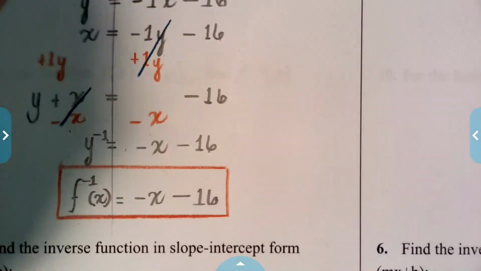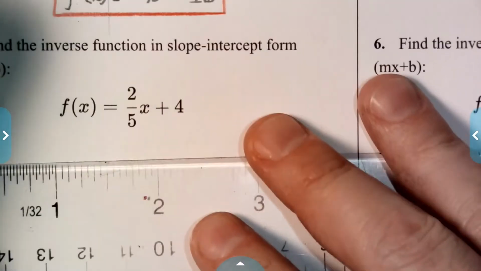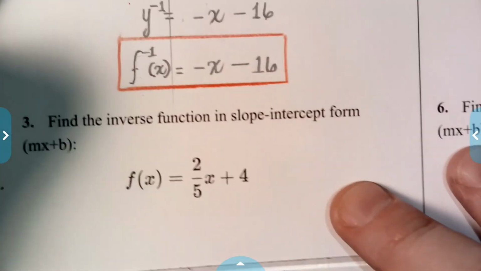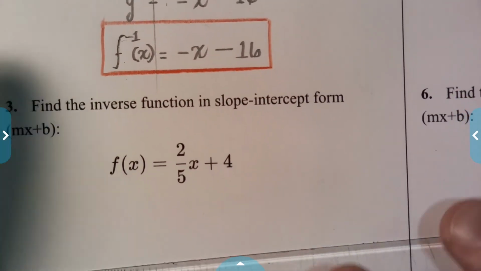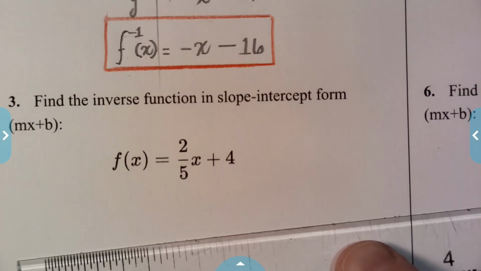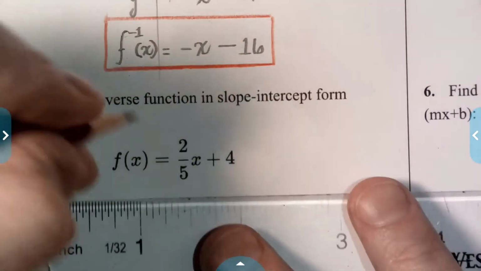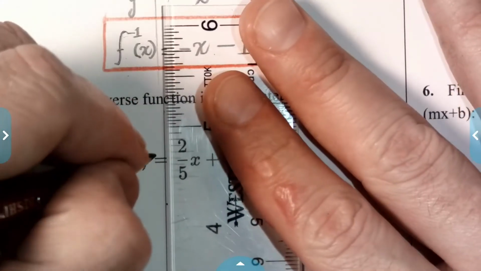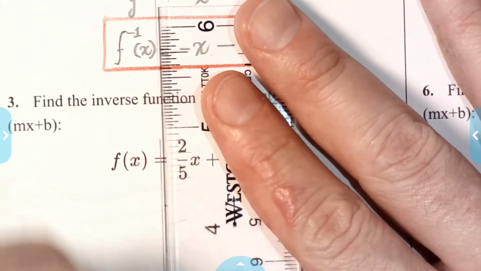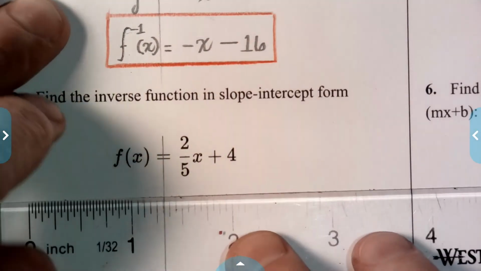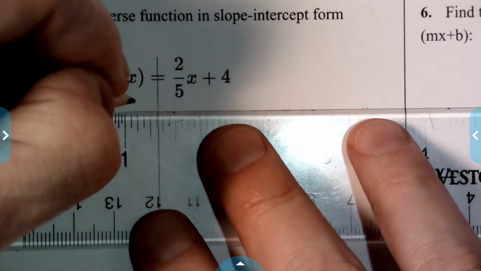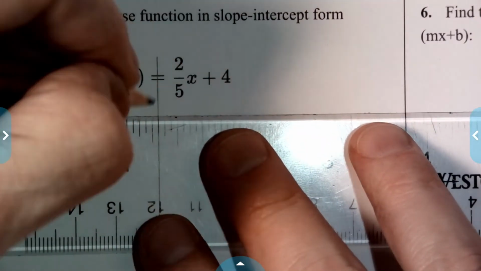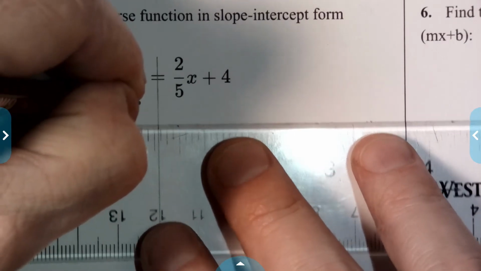All right, so now we'll move on to number 3. Find the inverse function in slope-intercept form. We're just going to repeat this process. First we write, let me drop this vertical line here. I use the vertical line to keep the equals signs lined up and make everything look pretty. So now we're going to drop the f of x and use y.